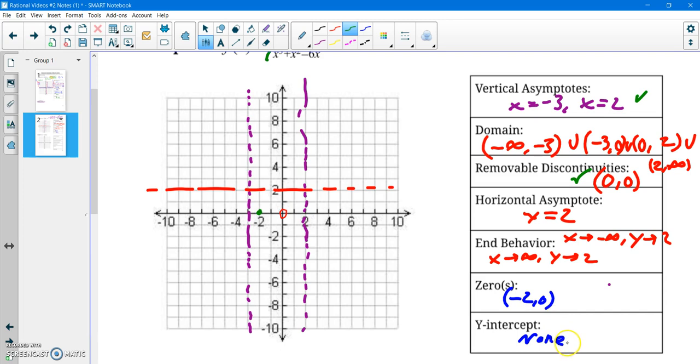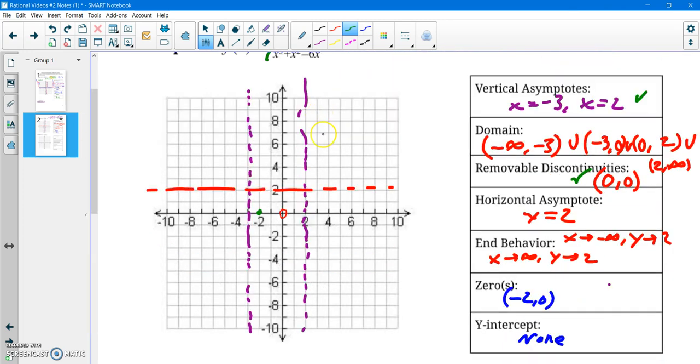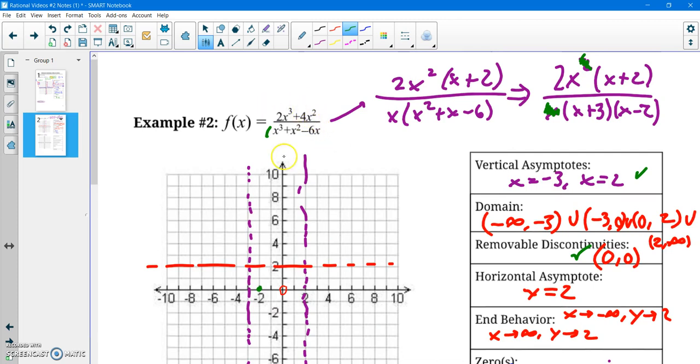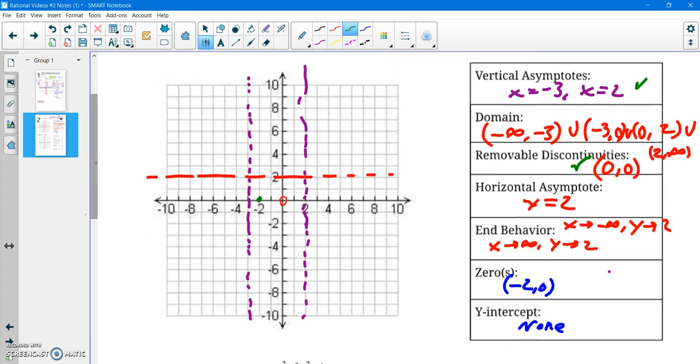To figure out my y-intercept, I plugged in 0 for x, and I got 0 over 0. I plugged it into the original one here. So I got 0 over 0, and I was like, can't have 0 over 0. That's undefined. There is no y-intercept. Okay, and that makes sense because I have a hole at my y-intercept.